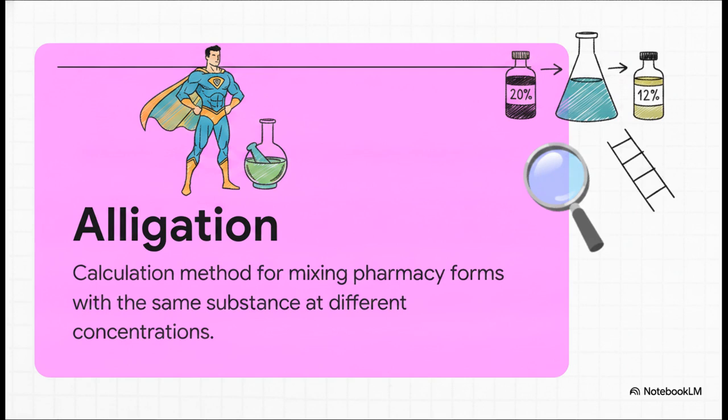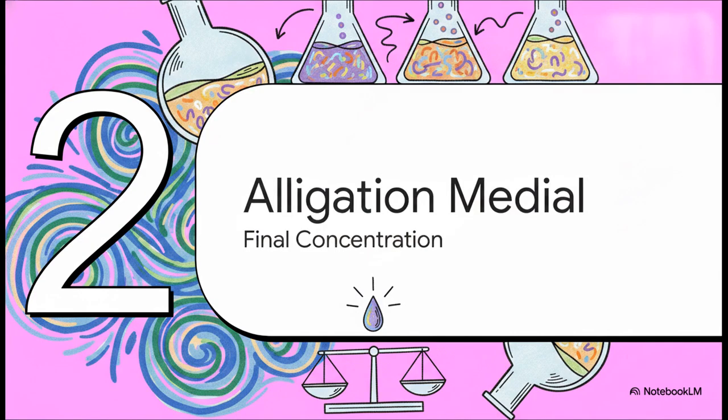You might have a 20% ointment sitting right there on the shelf, but the doctor specifically ordered a 12% ointment. How do you get there safely and accurately? That is exactly where alligation steps in. It's the gold standard calculation method for mixing things like solutions, creams, gels, and ointments that share the same active ingredient but just sit at varying strengths. Moving right along to section 2, medial, finding that final concentration.